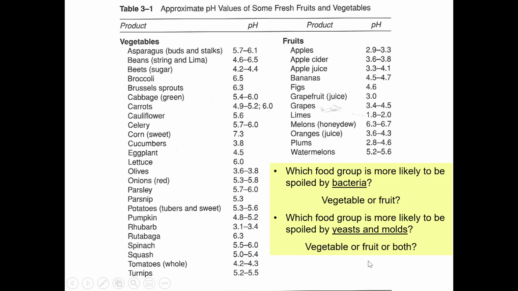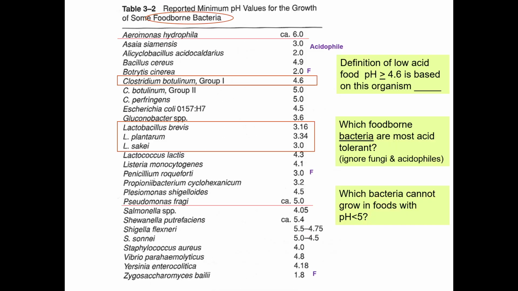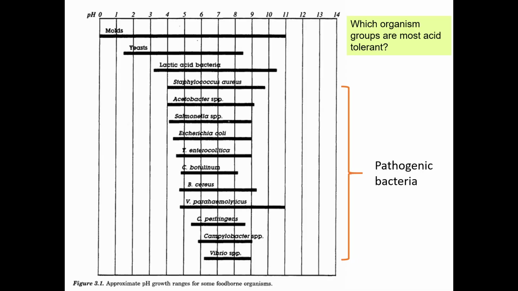Whereas with vegetables and fruit, when it comes to yeast and molds, both of these are going to be within the range of growth, because, as I was showing you earlier, yeast and molds have a really large pH range that they can survive. So the pH of fruits and vegetables falls well within this larger range, so both of them are going to be able to survive pretty easily.